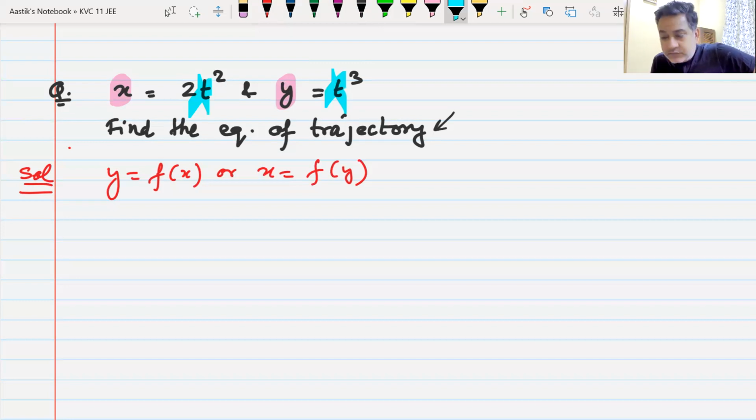Hello. Sir, my voice is audible? Chintal sir. Yes, sir. You're audible now. Yes. So basically, what we got to do is to eliminate t between the two equations.